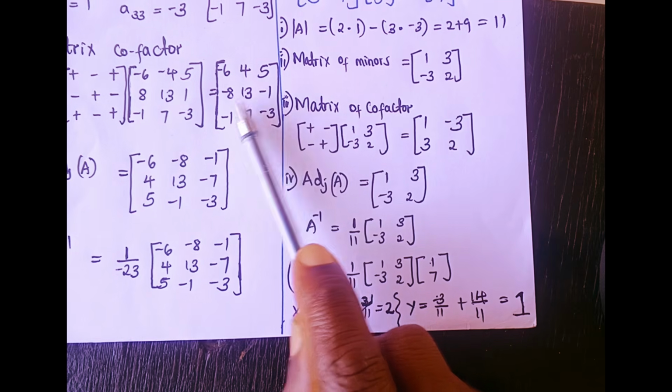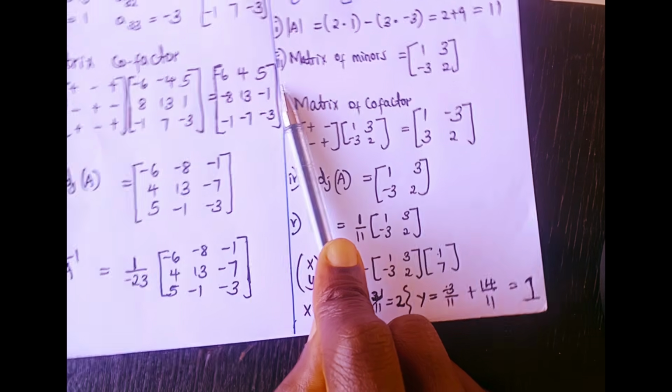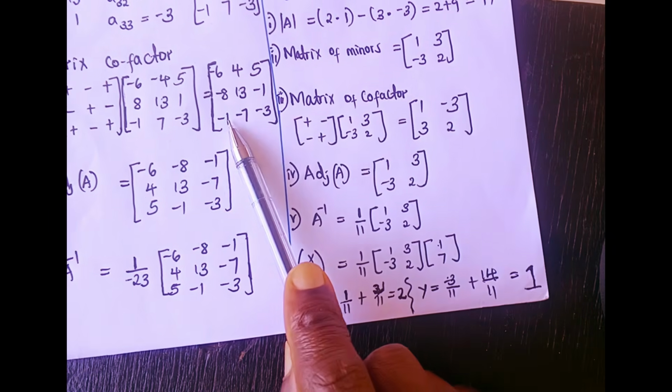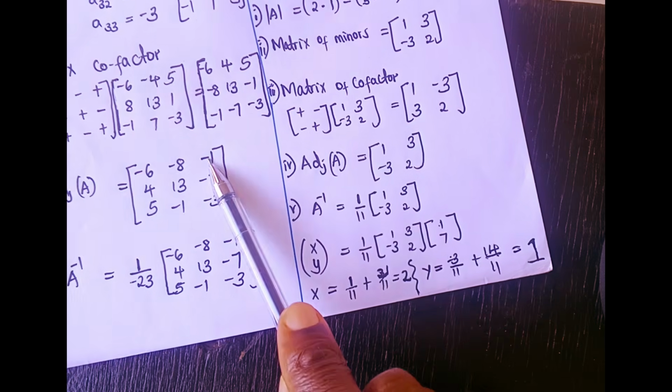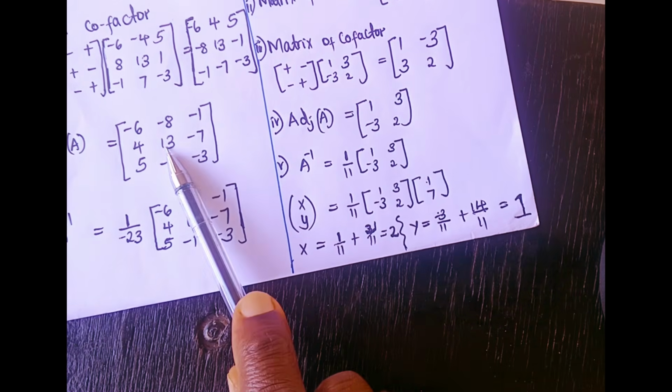Also, you go to the second row, it's negative 8, 13, and 1. If you change it into column form, it will be negative 8, 13, and negative 1. Also, the last row will be negative 7, negative 1, negative 7, and negative 3. This will be the adjoint.